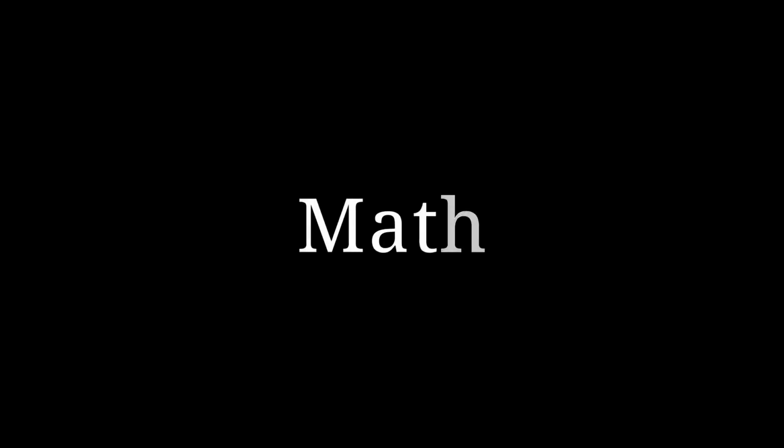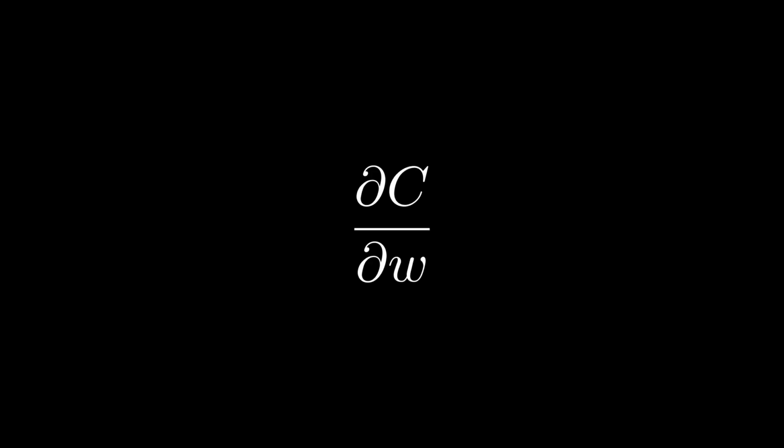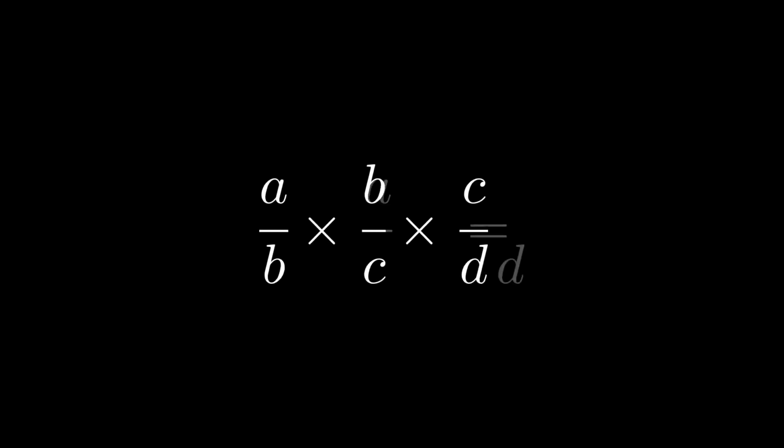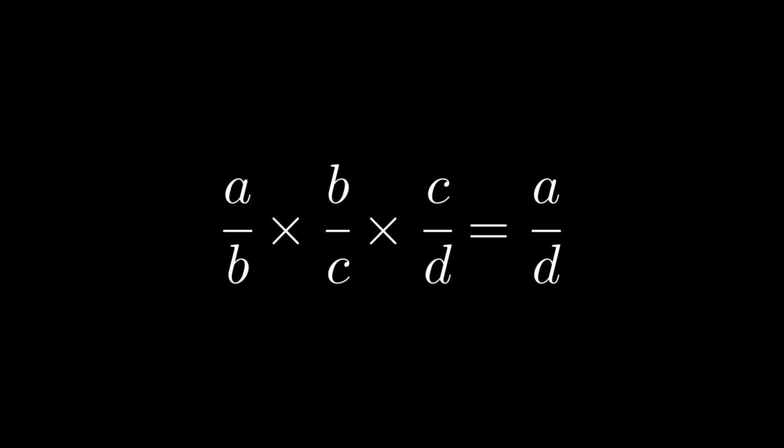To continue, we will need to look at a bit of math. We need to compute the derivative of the cost with respect to the weights. We will use the chain rule to make this easier. If you don't know what the chain rule is, let me show you a small example. So let's say we have A over B times B over C times C over D. Obviously this would be equal to A over D because we can remove the B's and the C's. Again, the chain rule is not really specific to derivatives, but it just is helpful for us here.